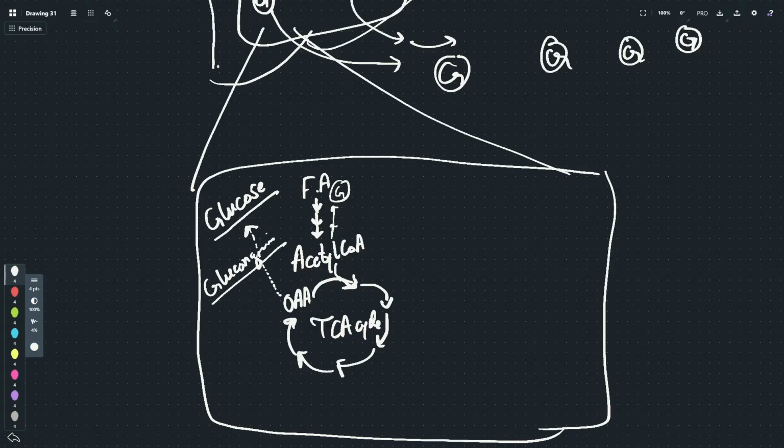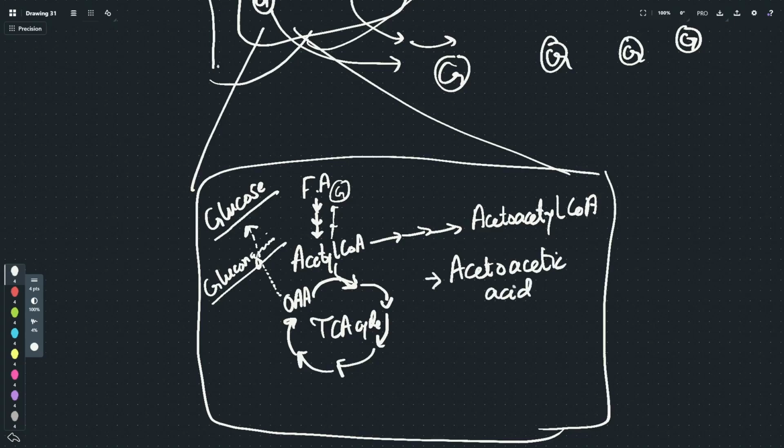Lipolysis is going on and on. Still more and more acetyl CoA is coming. So then there is another route that this can follow, and this can form the acetoacetyl CoA, and then from that acetoacetate or acetoacetic acid actually, and beta hydroxybutyric acid, and there is another one, I think it is called acetone.